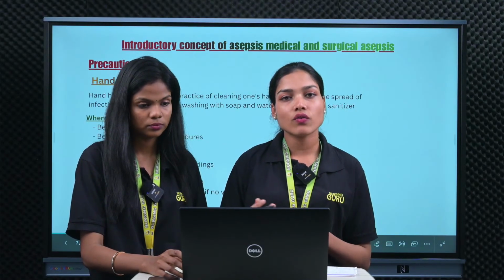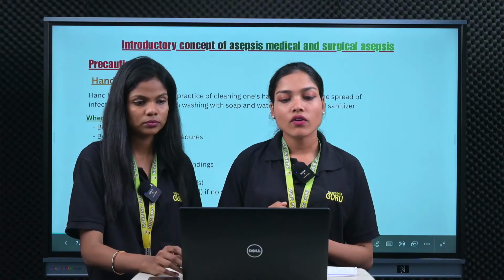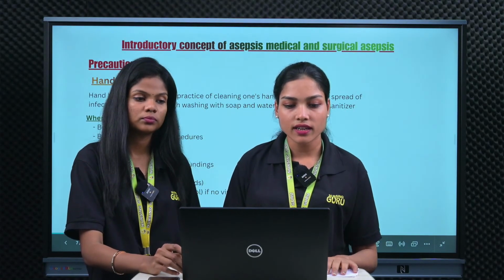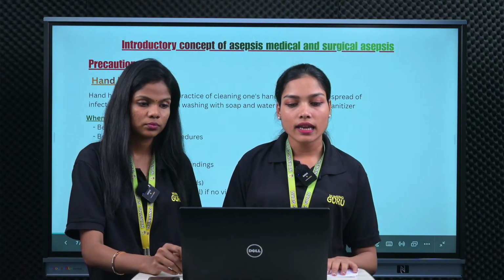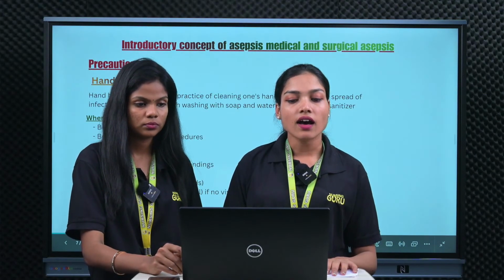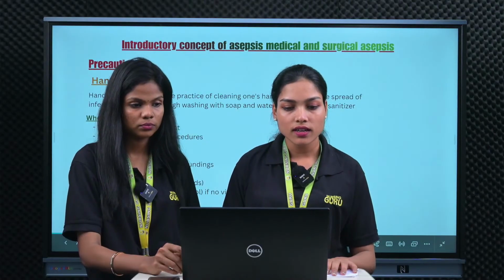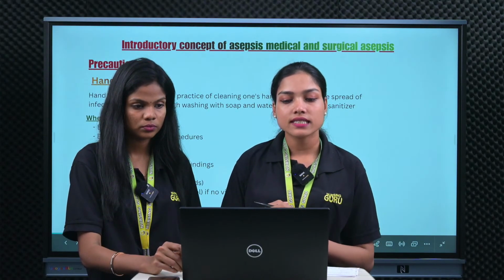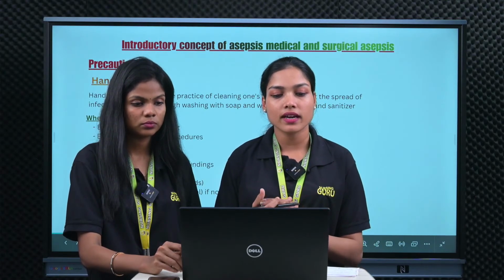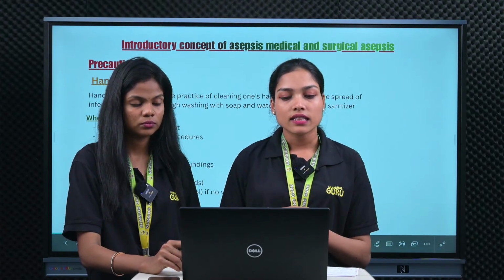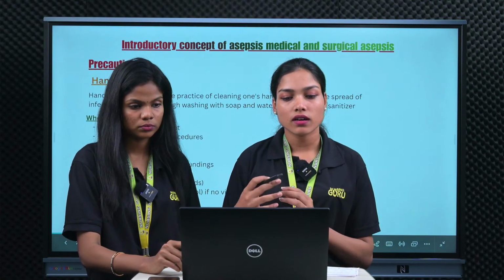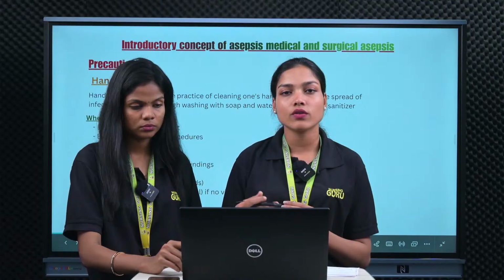Then when to wash? First point, before touching a patient. We need to wash our hands before touching a patient. Then before clean or aseptic procedures, after body fluid exposure, after touching a patient, after touching patient surroundings. These are the things coming under when to wash. We need to wash after doing all these things, and before doing them also.